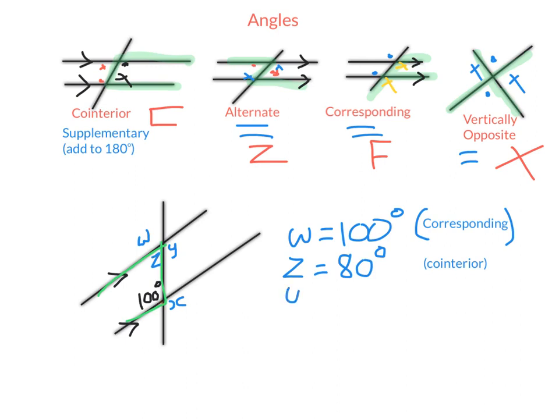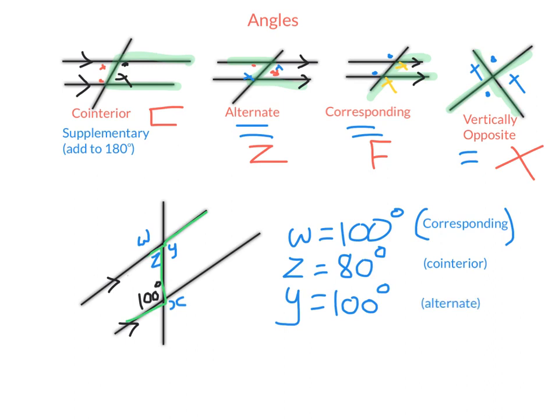Let's look at Y. Now we have Y. This makes the Z shape. So Y and this 100-degree angle are alternate. And we know when we have parallel lines that alternate angles are equal. So Y is also equal to 100 degrees.